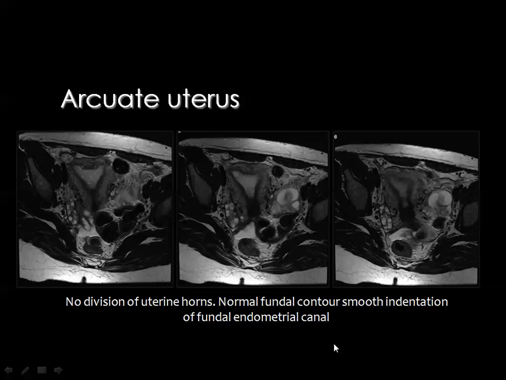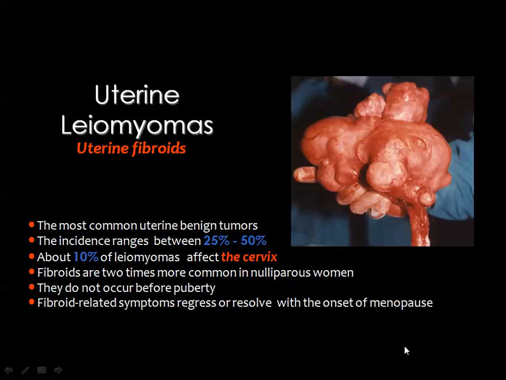Then this is arcuate uterus, and you see this fundal depression. This is the endometrial cavity, which is not divided, and you see the junctional zone, and also you can appreciate the ovaries.